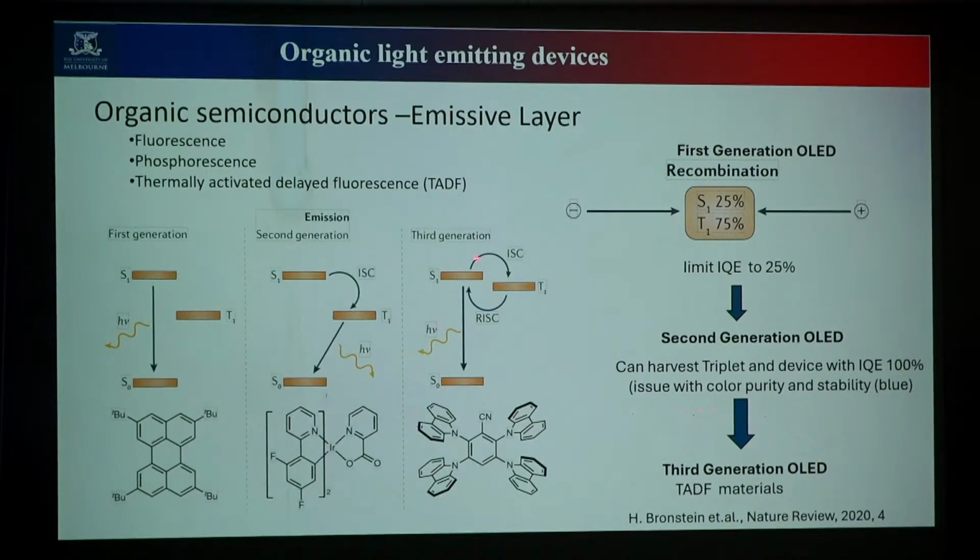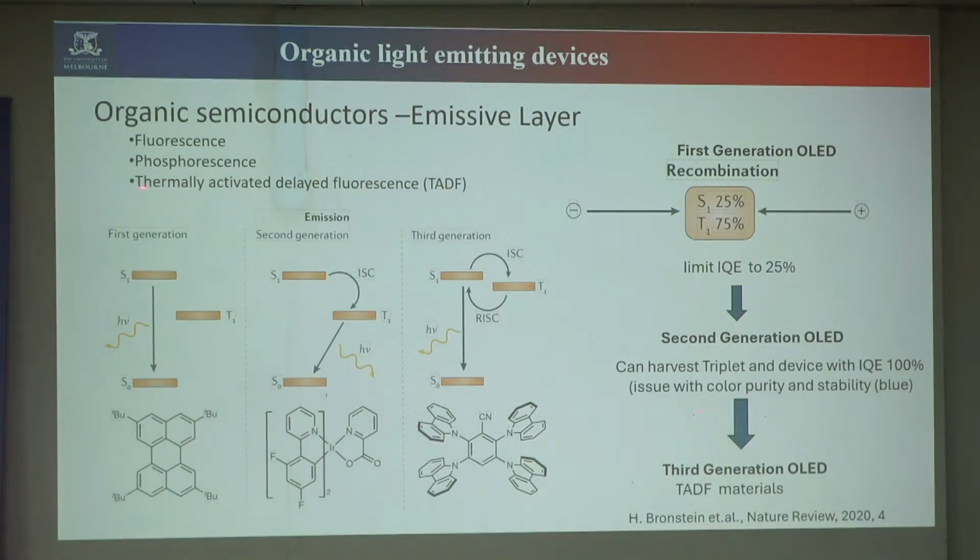So the third generation material is called TADF, that is thermally activated delayed fluorescence. Again, it involves the triplet state, but it is still a fluorescence, because in this case the material is designed in a way that the singlet and triplet energy levels are very close to each other. So when the electrons go to the singlet state and then to the triplet state, they can go back to the singlet again, because this energy gap is very, very small.